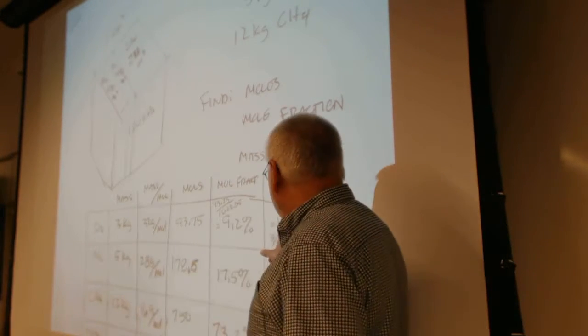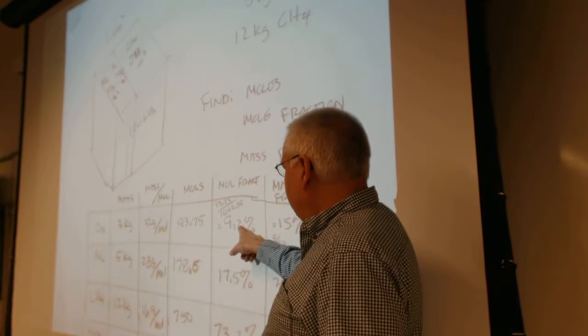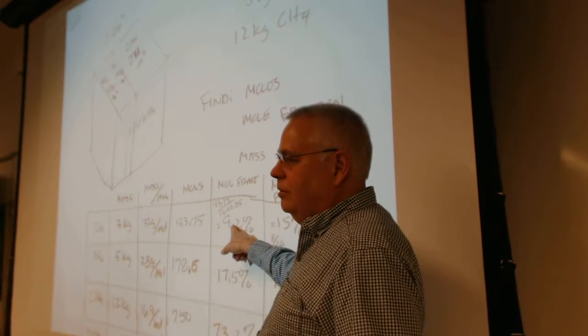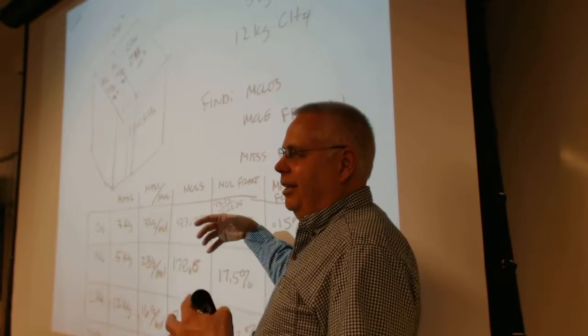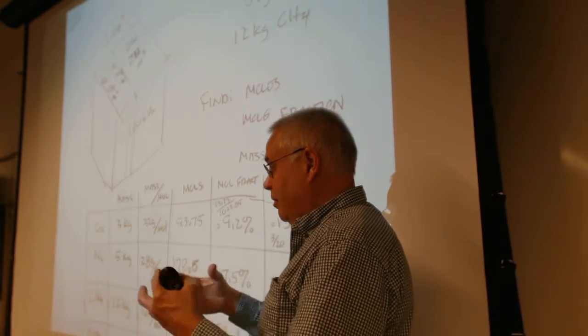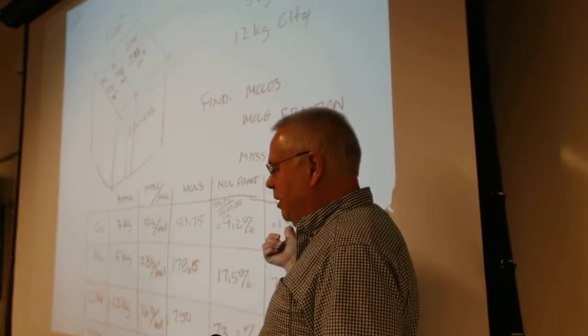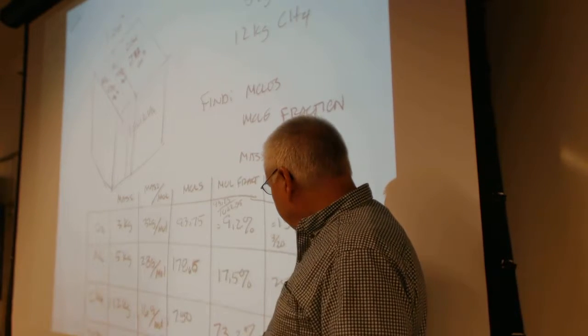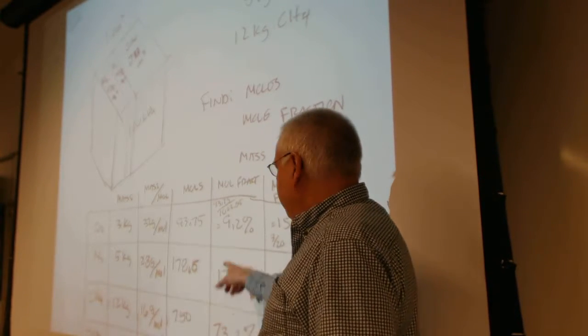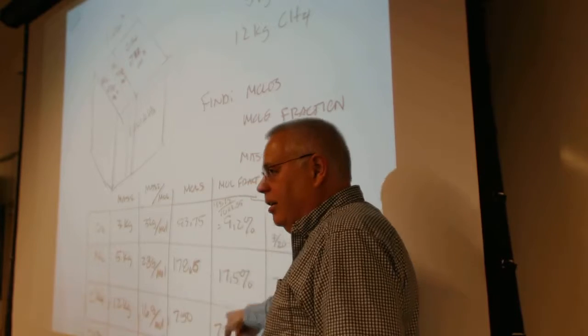Mass-wise, this is 15%. So because it's the heavier molecule, it has a smaller percentage of the number of molecules, but it's a larger percent of mass. So you got to watch that. But it turns out the ideal gas law is talking about this column.